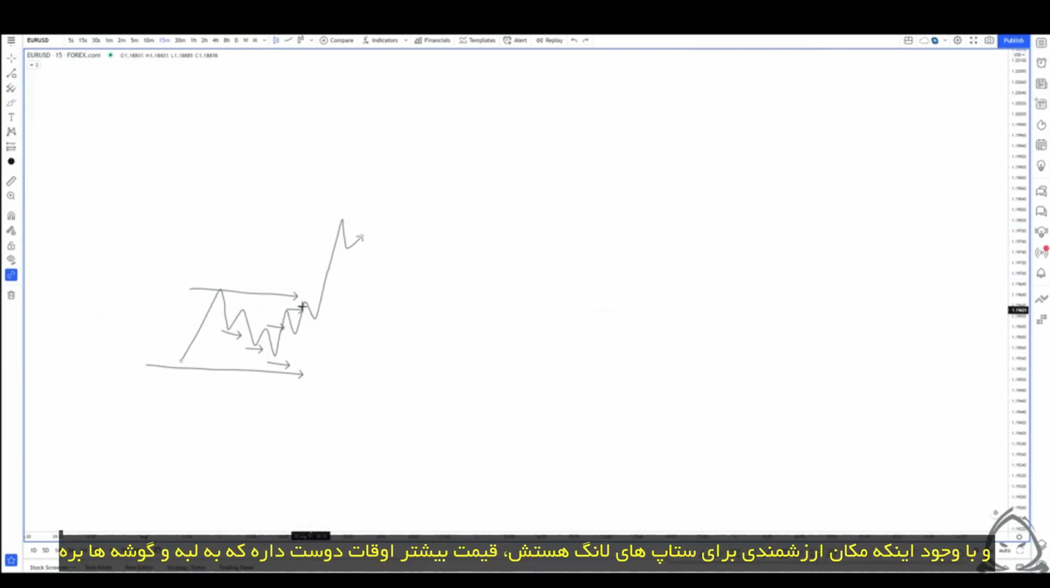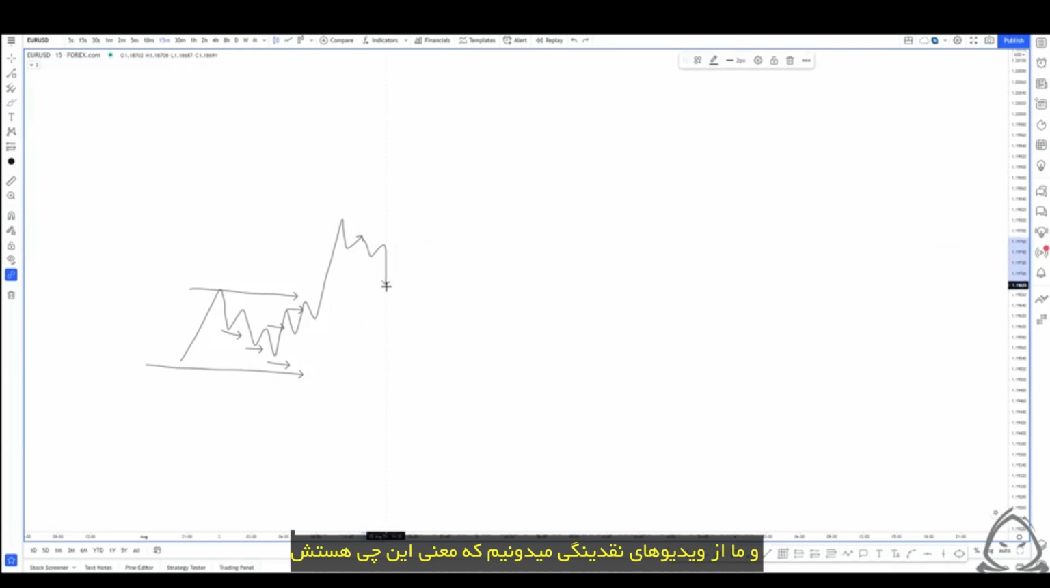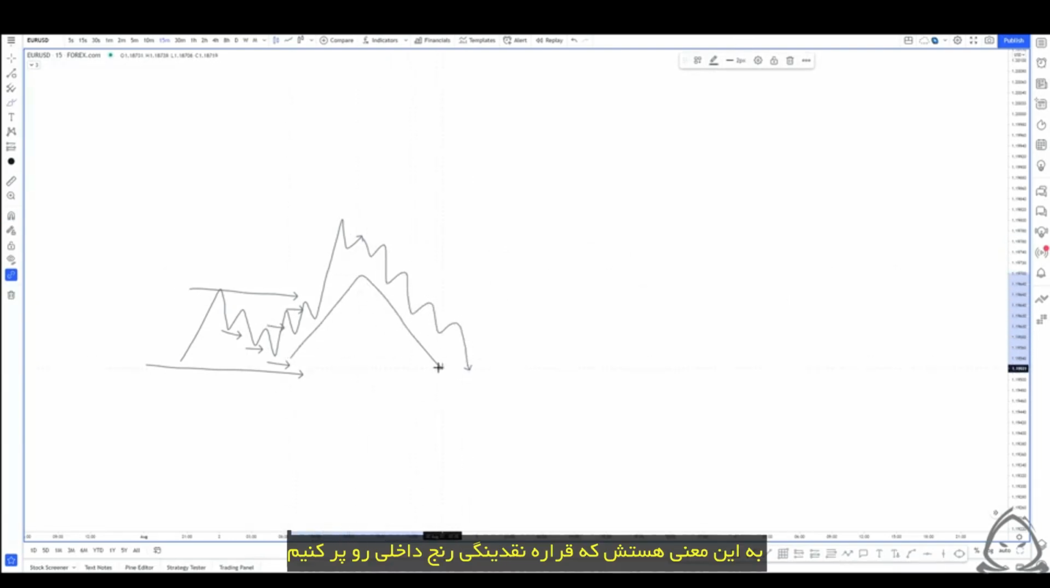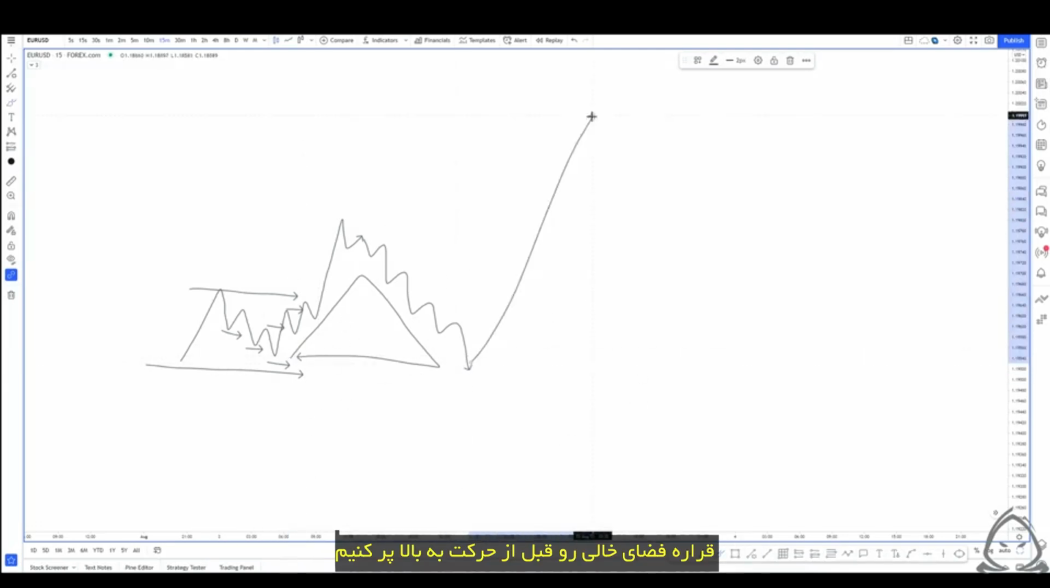And while that might be a high value area to look for buy setups, more often than not, price likes to go to the extreme. And we know from the liquidity videos, what does that mean? It just means that we're going to be filling internal range of liquidity. We're going to fill a liquidity void before we move to the upside.